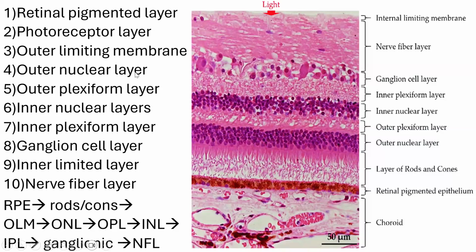So these are the 10 layers of the retina in order. They are a lot, but interestingly it is not very hard to memorize. So we have the pigmented layer.